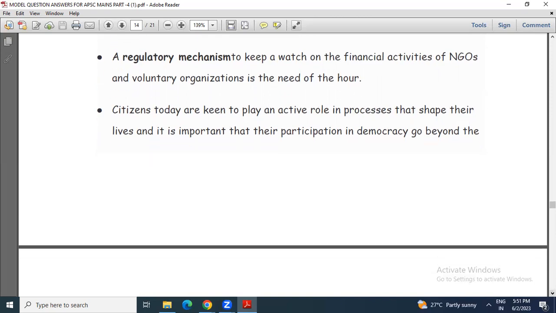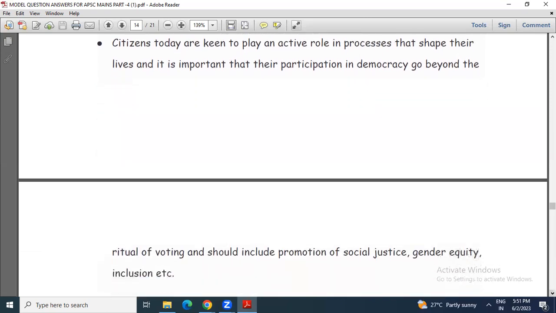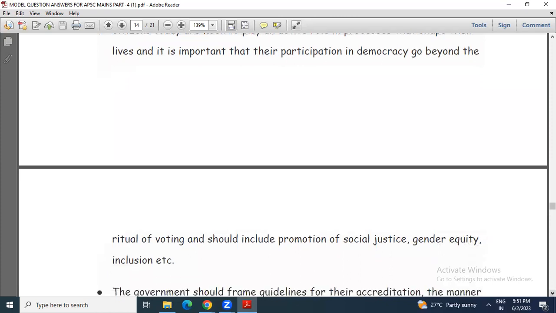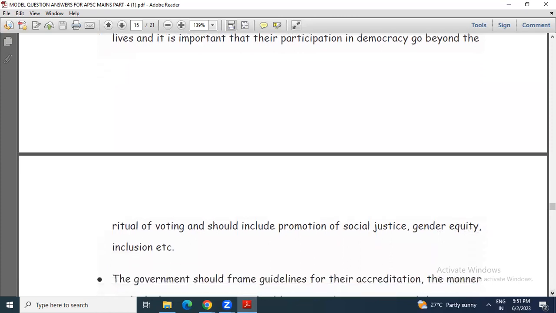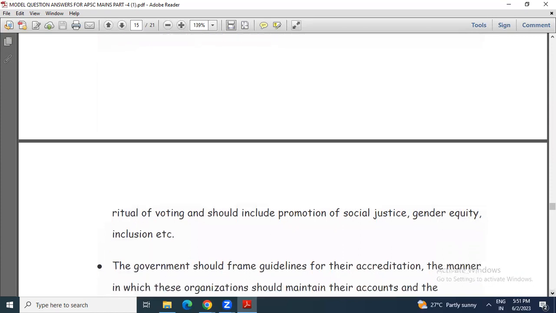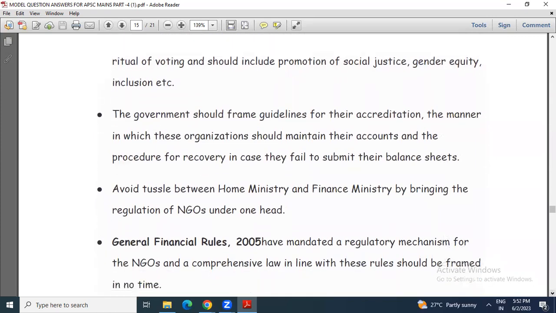Then citizens today are keen to play an active role in the processes that shape their lives, and it is important that their participation in democracy goes beyond the ritual of voting and includes promotion of social justice, gender equity, and inclusion. So we need citizen participation. Citizens are nowadays smart and literate enough to contribute by their choices and feedback on how we can go for social justice, gender equity, and inclusion through the participation of NGOs.